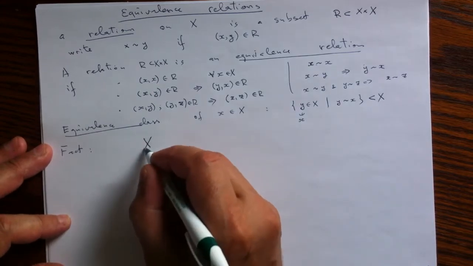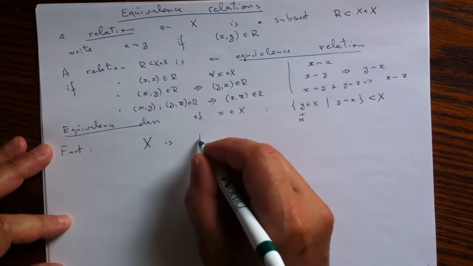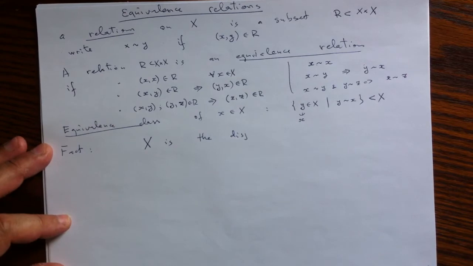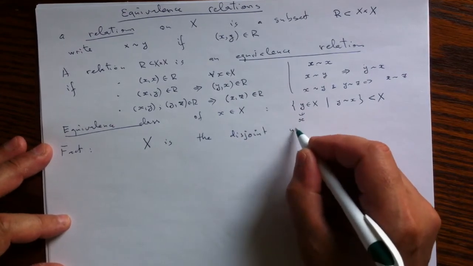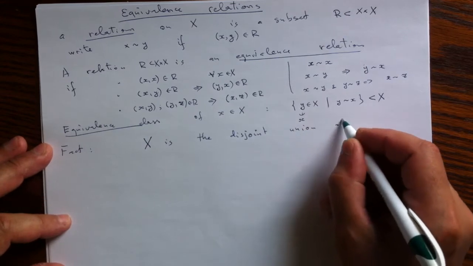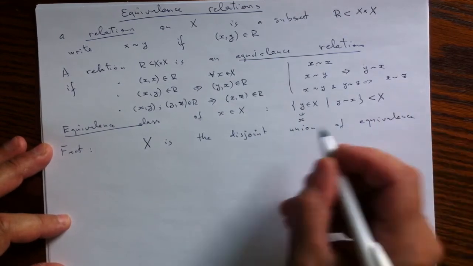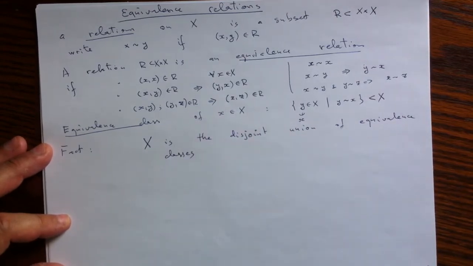So the whole set is just a disjoint union. This is to stress that equivalence classes do not intersect. It's a disjoint union of equivalence classes for a fixed equivalence relation. So that is going to be a very useful property in many situations.